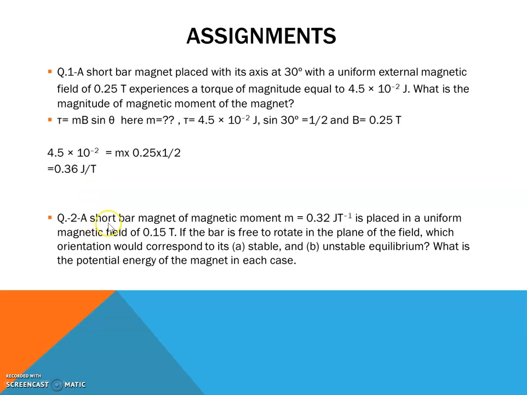In this problem, a short bar magnet of magnetic moment 0.3 joule per Tesla is placed in a uniform magnetic field of 0.15 Tesla. If the bar magnet is free to rotate in the plane of the field, which orientation would correspond to stable and which orientation would correspond to unstable state? And what is the potential energy of the magnet in each case? Now it is clear to you which is the unstable state and which is the stable state.